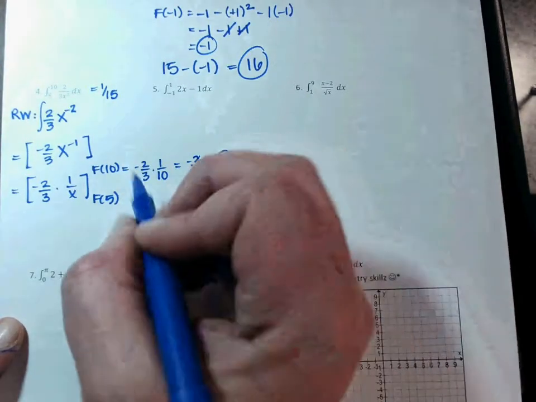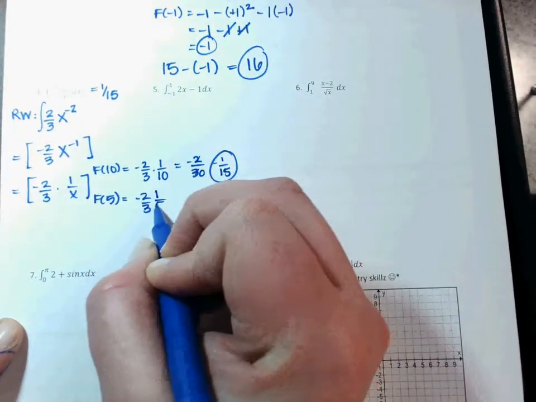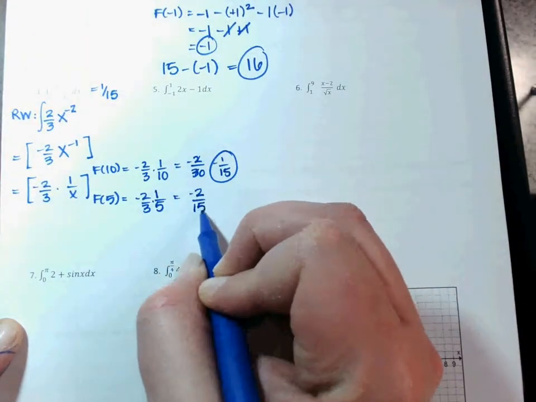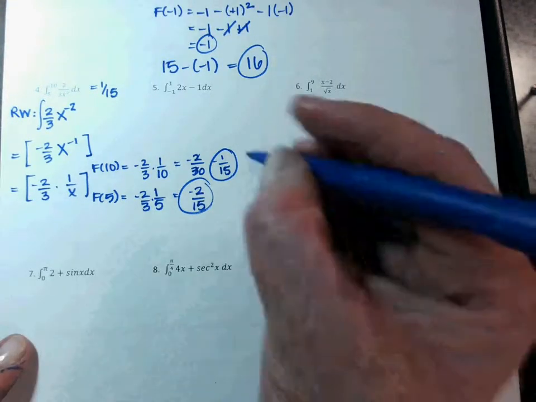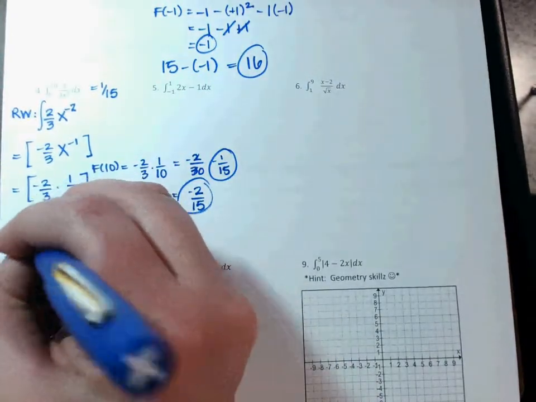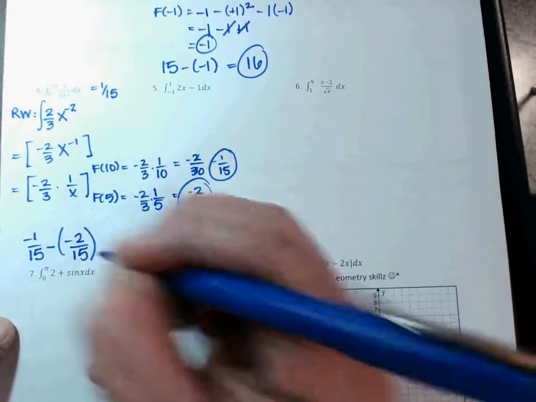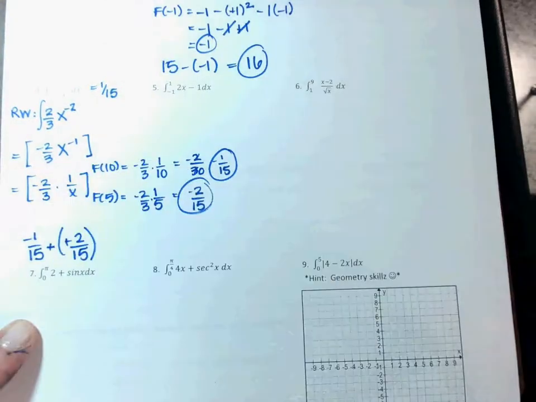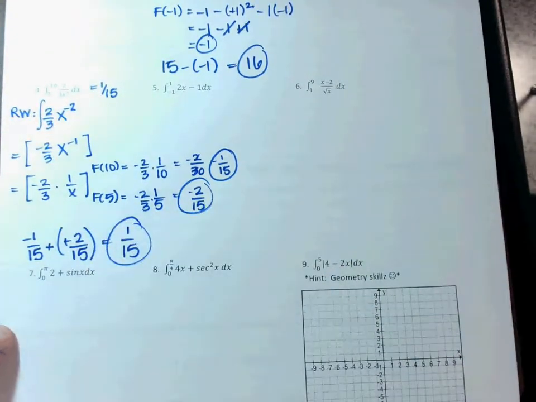Yeah, but we could still do it. Okay, negative 2/3 times 1 over 5 gives me negative 2 over 15. And now the good news is that since those are both 15s, they're going to go together fine when I am subtracting. So it'll be the top one, negative 1 over 15, minus negative 2 over 15. And then that minus the negatives becomes a plus, so then really it's 1 over 15. Okay?